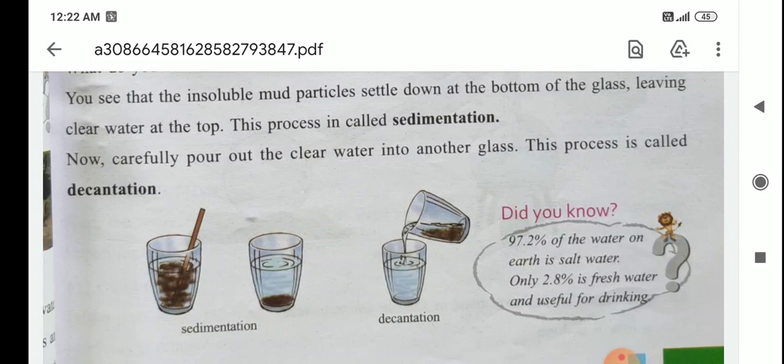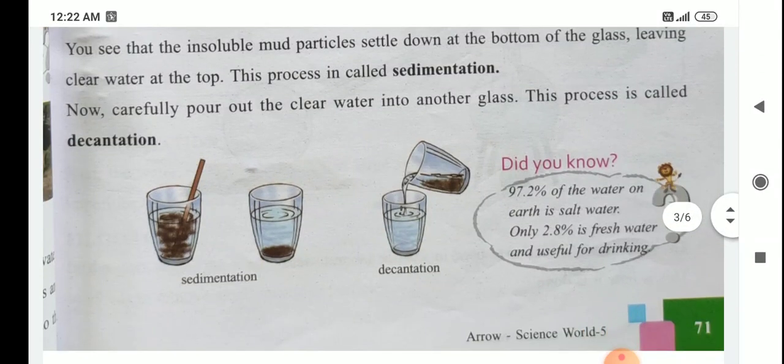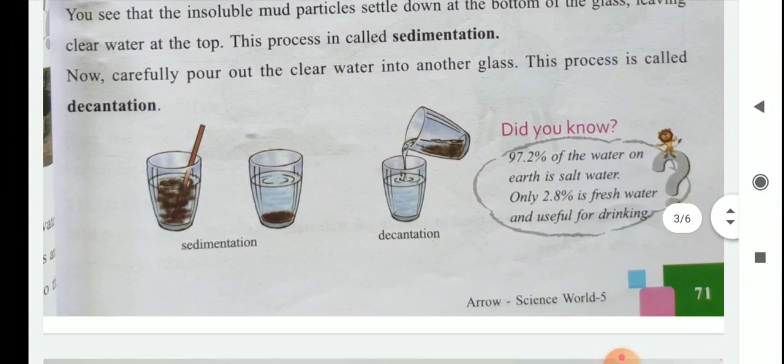Children, remember 97.2% of water on the earth is salt water and only 2.8% is fresh water useful for drinking. So we should not destroy the water.